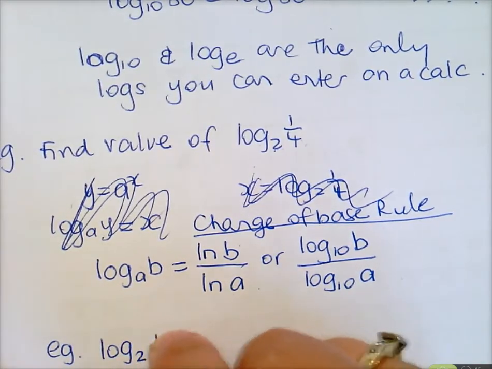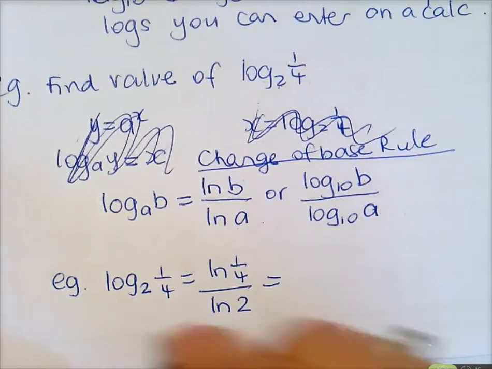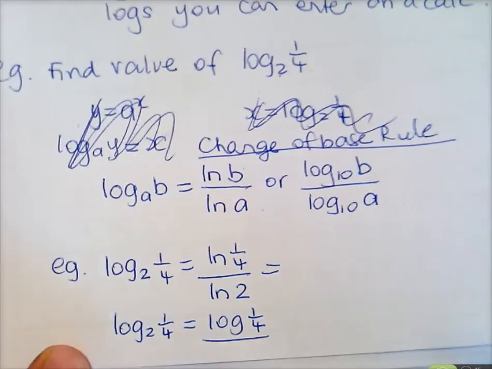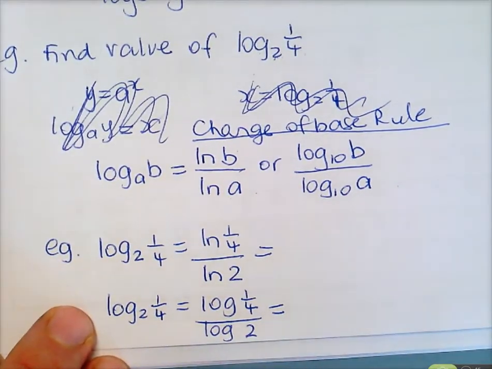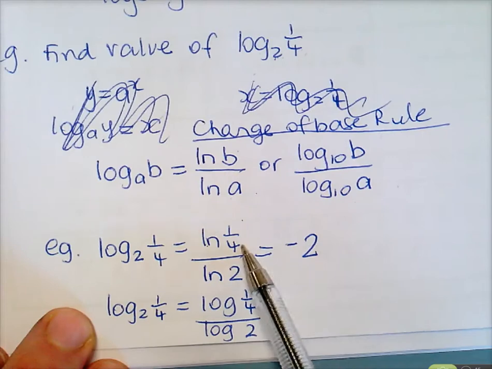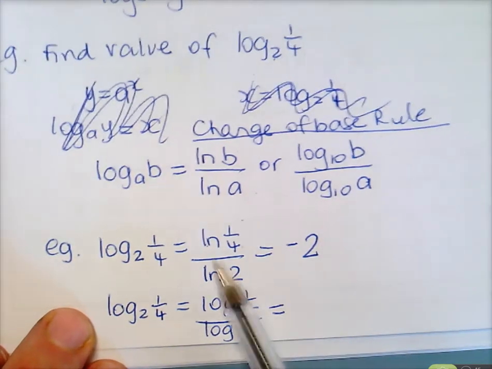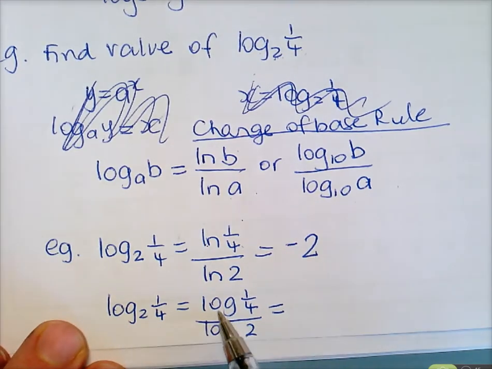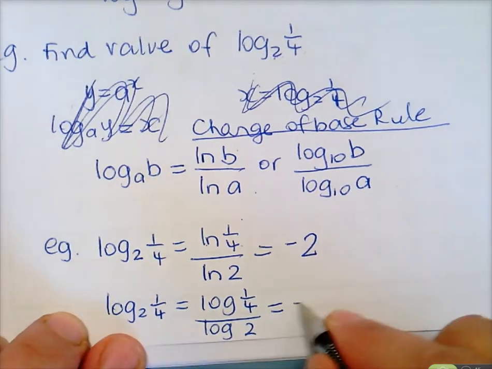Log to the base 2 of a quarter, I said you could do ln quarter over ln 2. Get an answer for that. Or log to the base 2 of a quarter, I can do log to the base 10 of a quarter over log to the base 10 of 2. Now do both of them on the calculator and see what you get. So ln a quarter divided by ln 2 gives me the answer, and you could have chosen either. Do you get it? You'll get negative 2 for both.